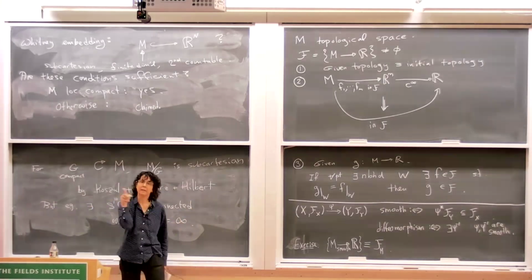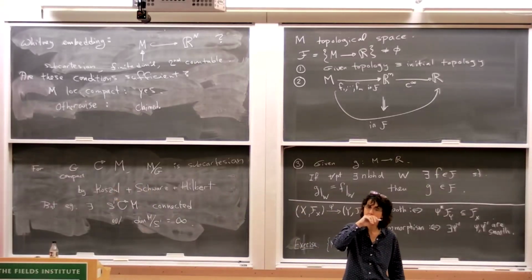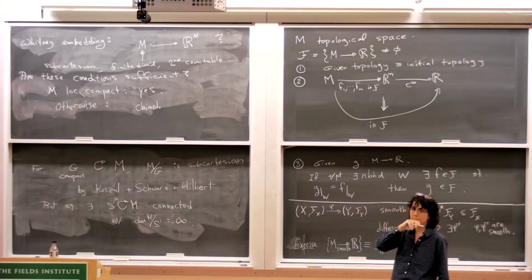For the compact action, do you have any constraint on what kind of action it is? Smooth, any quotient will be smooth? Just a smooth action, not free, nothing else? Yes, just smooth.